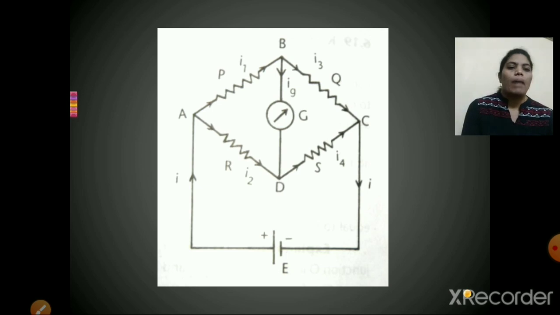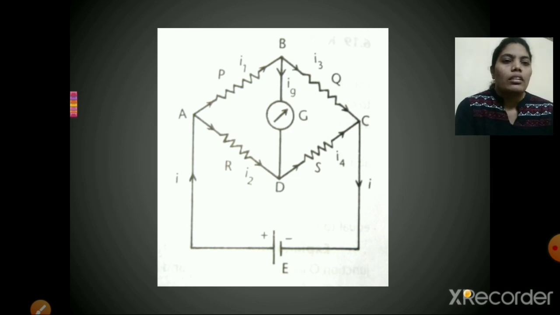Now when we switch on the battery, the current flows from the battery towards junction A. Up to junction A, there is only one path for I. When it reaches junction A, there are two paths for I to move. So this I is divided into two currents, I1 and I2. I1 passes through the resistor P and I2 passes through the resistor R.